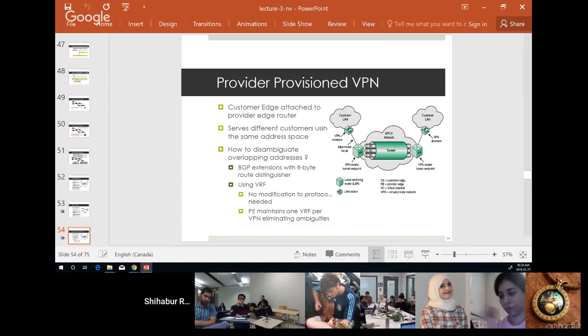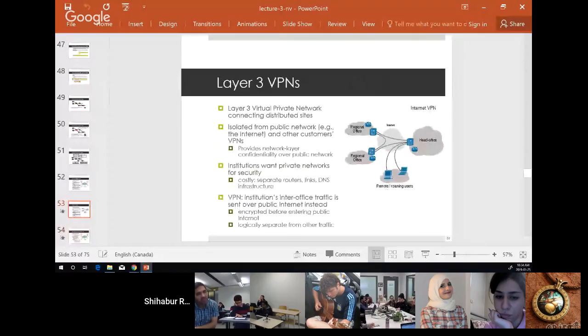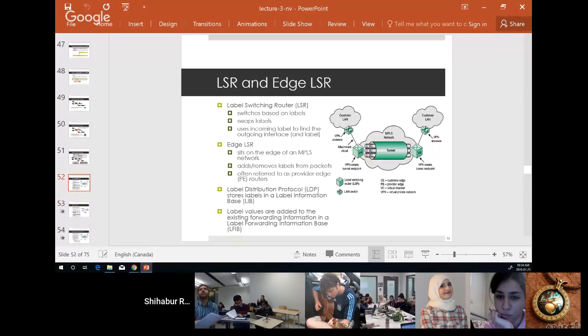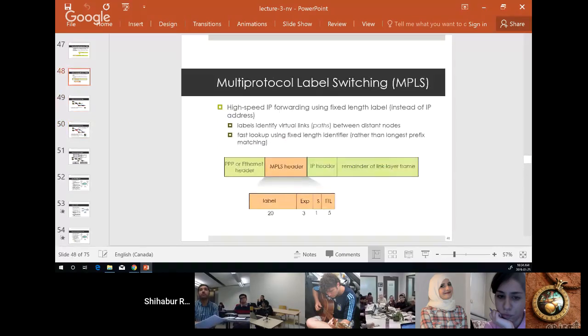Why is multi-protocol label switching faster than GRE? Why is MPLS faster than GRE? What slide is that? Just 48. 48? Yes. So, where did I say it is faster than GRE? So far, I see here that it's for high-speed IP forwarding. We use MPLS for that. Yes, I said it's for high-speed IP forwarding. I didn't say it is faster than GRE. So what is the main difference? Is your question why it is fast, right? Why can we say it's high-speed IP forwarding?